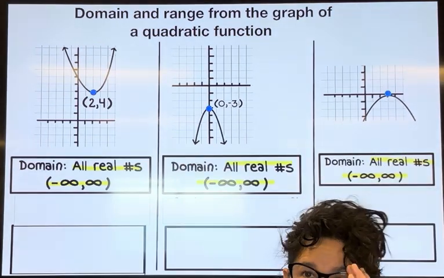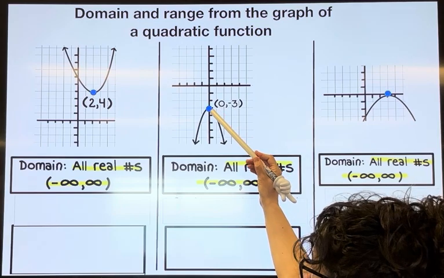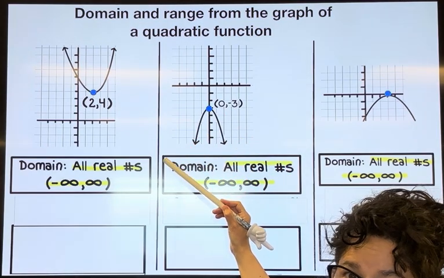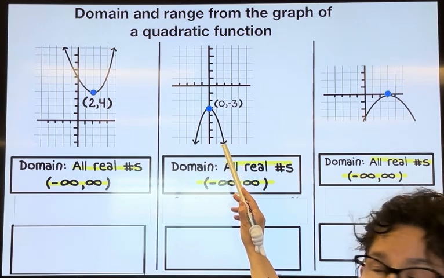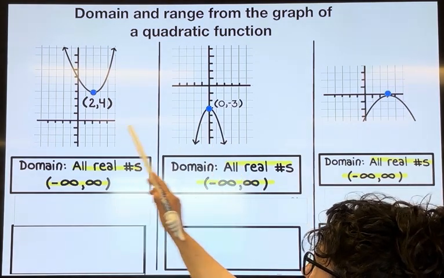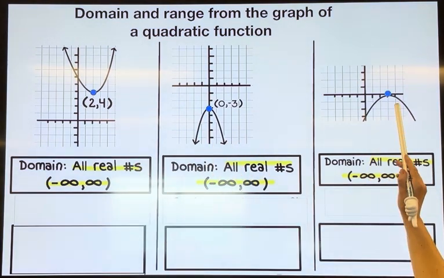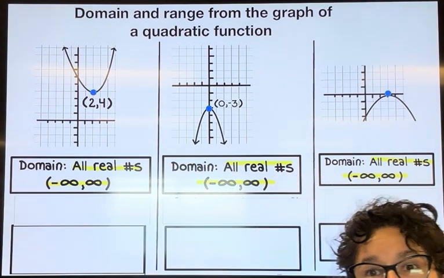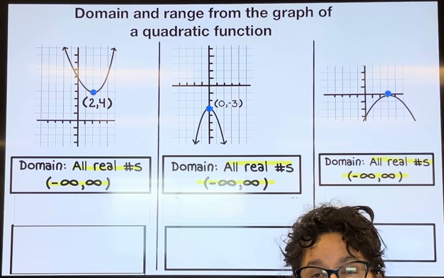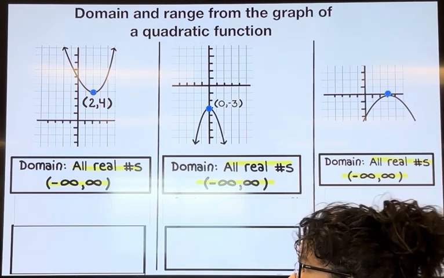negative infinity through infinity. This graph moves forever left as it's going down. This moves forever right as it's going down. So it's going to go forever left and forever right. Same here, forever left, forever right. So the takeaway there is every single parabola has a domain of all real numbers.